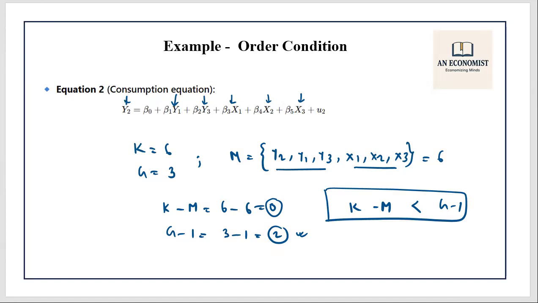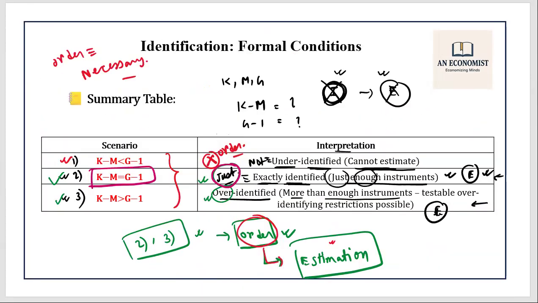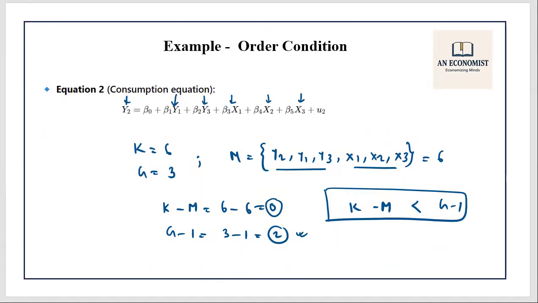And if this is the case from the summary table, k minus m, if it is strictly less than g minus 1, then the order condition fails and you are under identified and you cannot estimate the model, right? So this is the case for under identification. If this is the case, then you cannot go into estimation. You need more information. So this model is not estimable. You need more information in order to go into estimation.